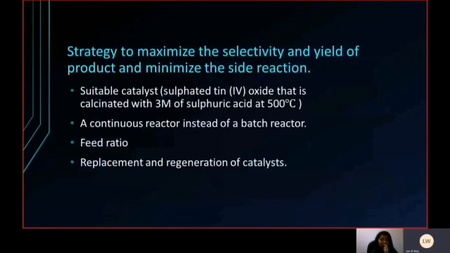In addition, we are going to talk about the strategies to maximize the selectivity and yield of a product by reducing the side reactions. Here are some examples. Choosing a correct catalyst, use a continuous flow reactor instead of a batch reactor, determine the optimal feed ratio, and replace and regenerate your catalyst frequently.